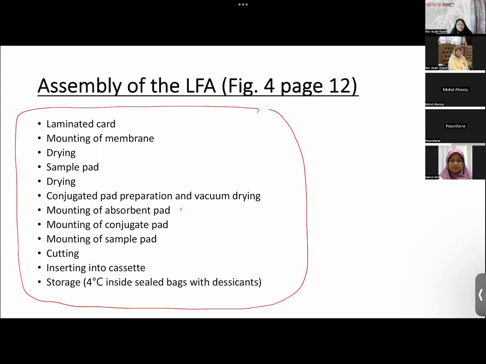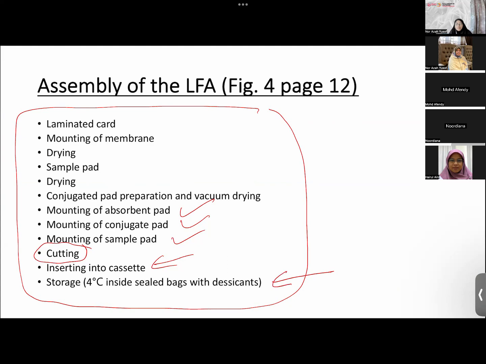Of course, once you have prepared all this, it needs to be mounted on the solid support. Okay. Right. And then after all the drying process, you can cut it and put it in a cassette. Cassette here, I think, is quite common. If you buy the test strip, it is already in a cassette. Cassette ni tempat letak je lah, tak ada apa pun.